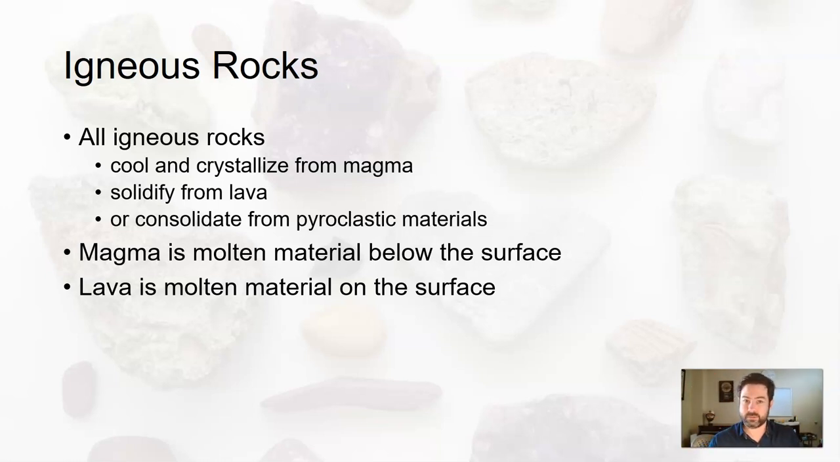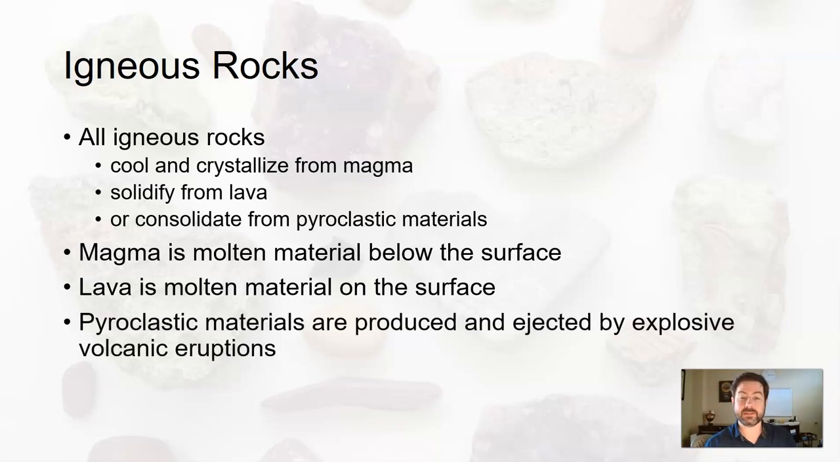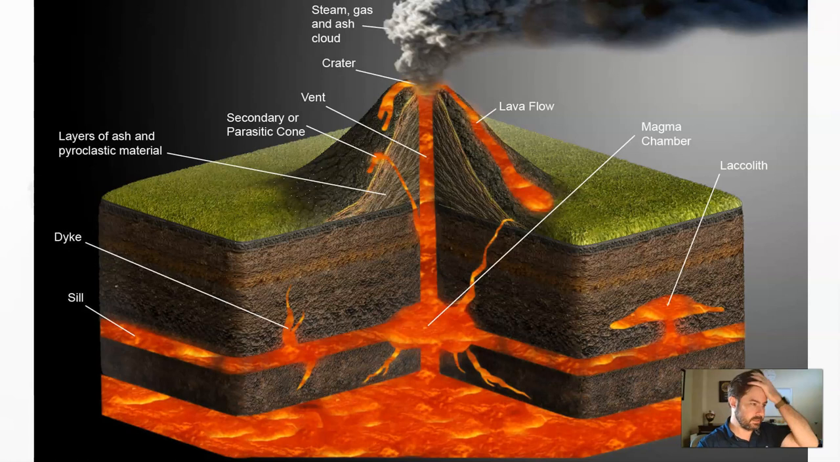But also, this is all tied to volcanic activity. In volcanic activity, oftentimes stuff is exploded out. That's not lava. Pyroclastic materials are produced and ejected by explosive volcanic eruptions. Here's a nice little diagram illustrating a volcano. We're not going to get into too much how volcanoes work in this class. That's Geology 101 or Geology 110. But for the sake of knowing where rocks come from, we touch on it very briefly.